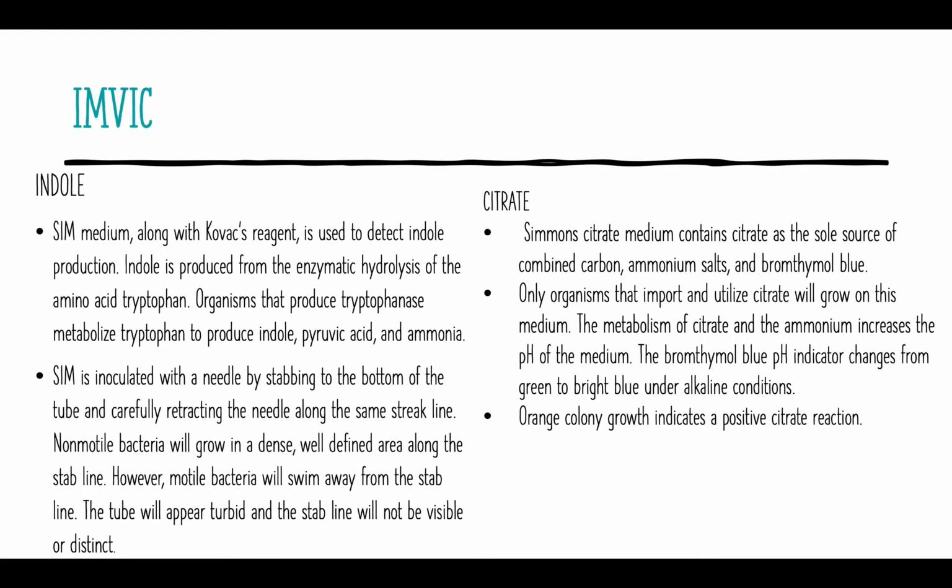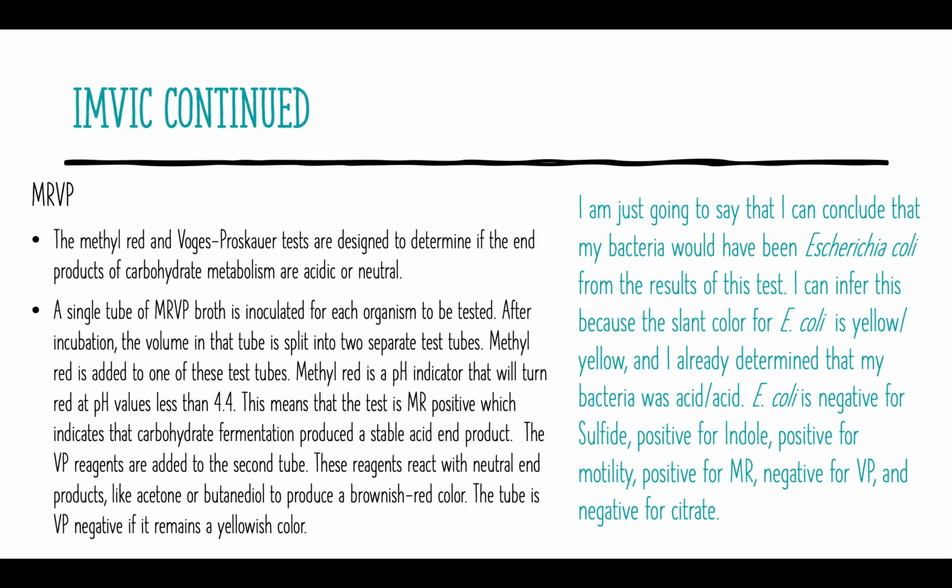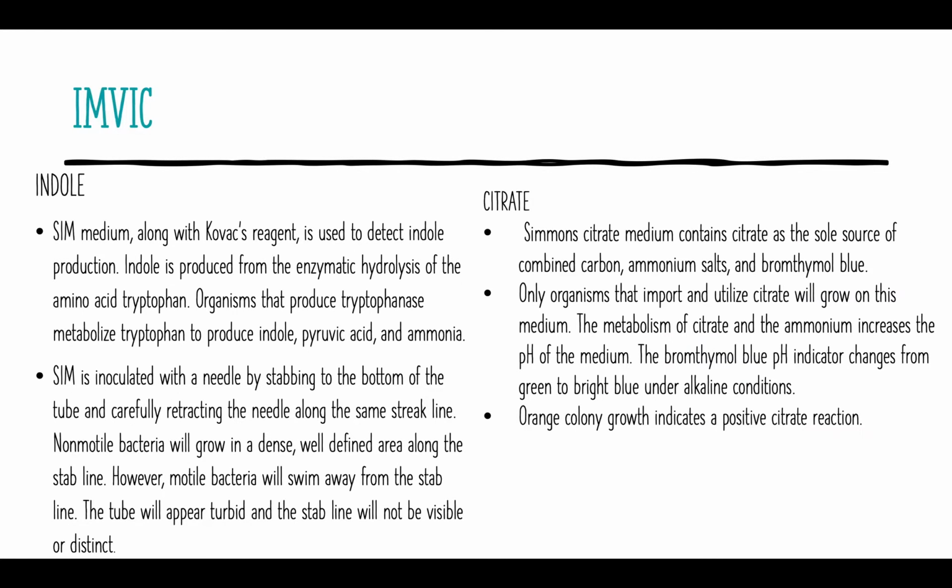This is out of order. Usually you do citrate after MRVP, but I just have citrate on the side. Simmons citrate medium contains citrate as the sole source of combined carbon, ammonium salts, and bromothymol blue. Only organisms that import and utilize citrate will grow on this medium.